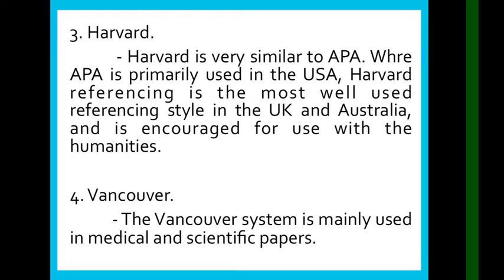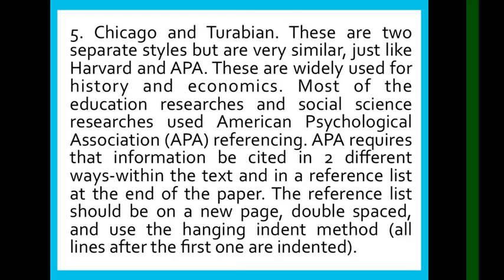Harvard. Harvard is very similar to APA, where APA is primarily used in the USA. Harvard referencing is the most well-used referencing style in the UK and Australia and is encouraged for use with the humanities. Vancouver. The Vancouver style is mainly used in medical and scientific papers. Chicago and Turabian. These are two separate styles but are very similar, just like Harvard and APA. These are widely used for history and economics.